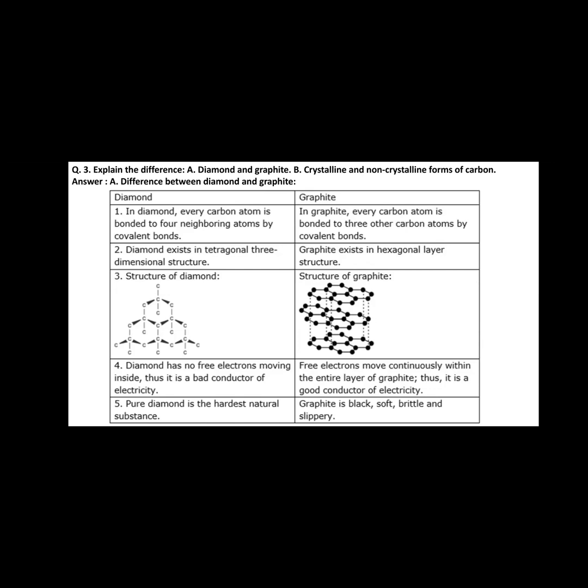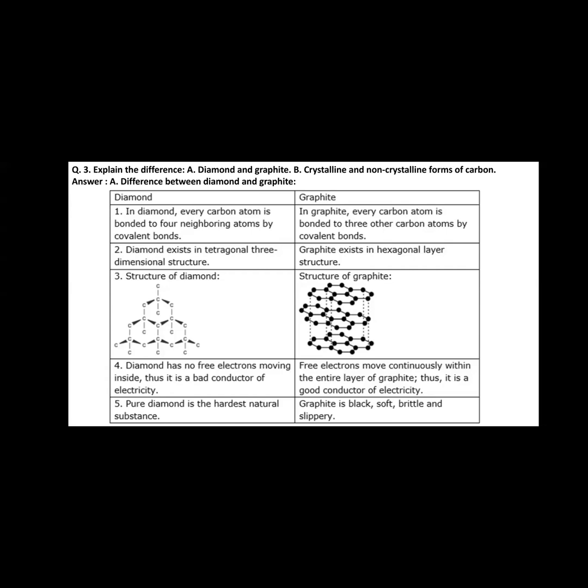Then the fourth difference is that diamond has no free electrons moving inside, thus it is a bad conductor of electricity. Since all four electrons of the outermost shell of a carbon are shared by covalent bonds, no free electron is present in the structure of diamond. Therefore, diamond is a bad conductor of electricity, because to pass current through any substance, free electrons must be present, otherwise current will not pass. So in diamond there are no free electrons, therefore current will not pass through it. Therefore we call diamond a bad conductor of electricity.